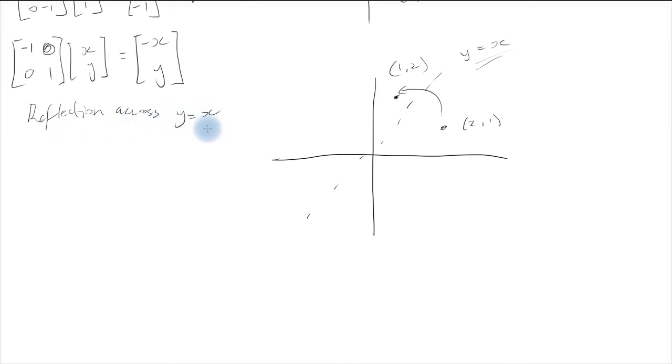So for a reflection across y equals x, we're trying to swap the x and y coordinates. So x, y will become y, x. The way that will occur using matrix multiplication is 0, 1, 1, 0. We can try multiplying that out if you like, or you can take my word for it. Let's use an example to show it.